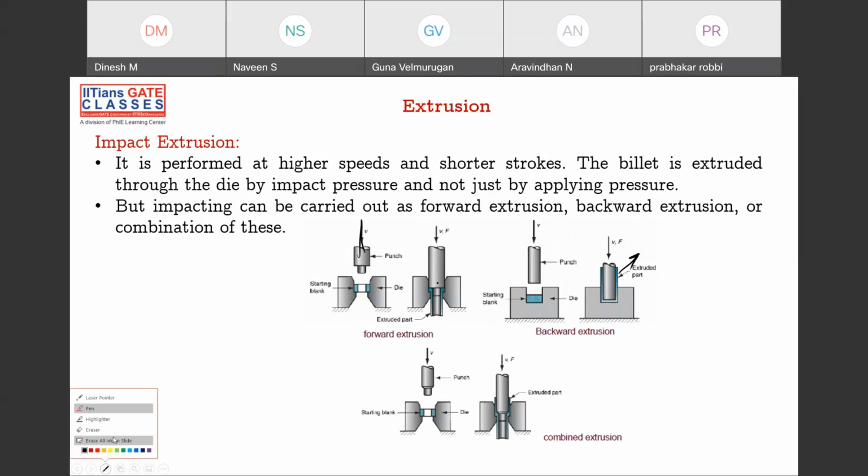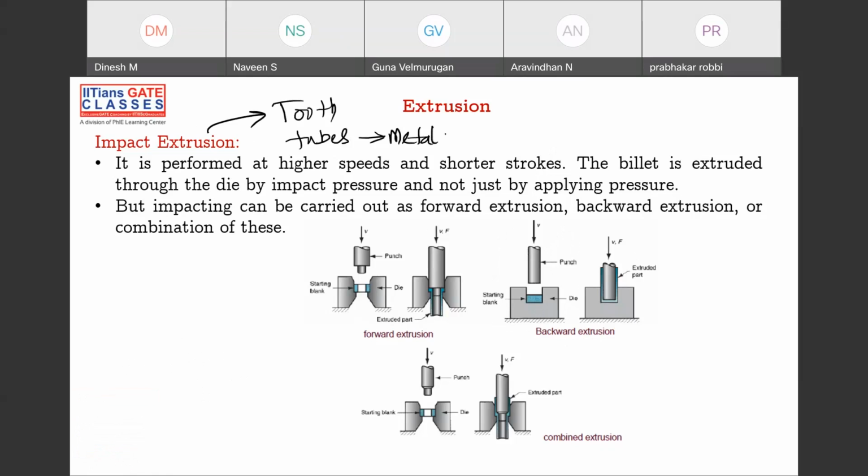So this impact extrusion, generally in previous times, your toothpaste tubes were made of metals. Have you ever seen? Even now some toothpaste tubes are made of metal. Now Colgate, Pepsodent, all these are generally plastics. But in the olden days, or maybe in some toothpastes still, the tubes are metal, right? So these toothpaste tubes are manufactured using impact extrusion.